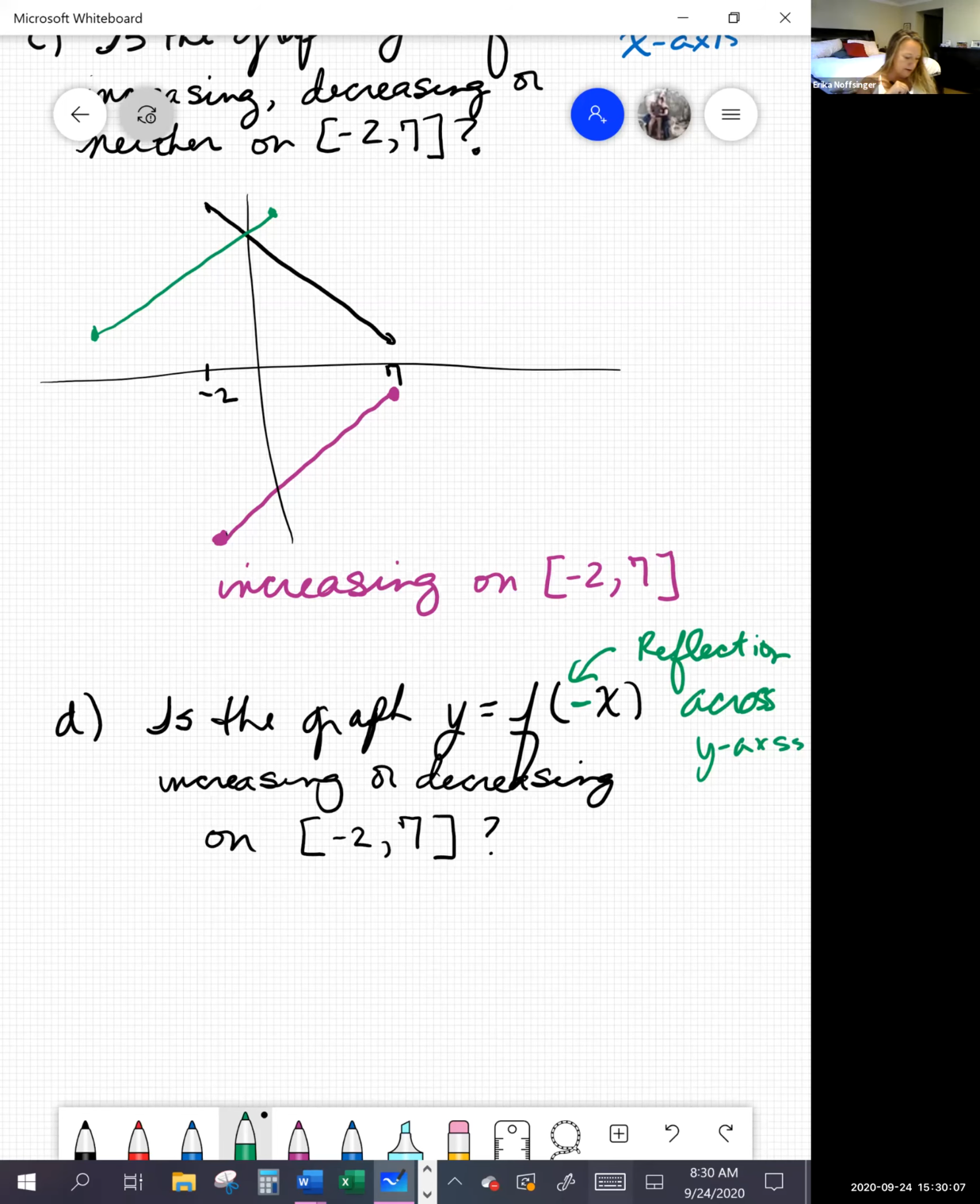I wrote this down wrong. It said on the interval negative 7, 2, because I was going to say something's wrong, right? Because this is really our x value 7 changed to negative 7. And this x value of negative 2 changed to 2. So I'm thinking, oh no, something's wrong because I don't know exactly about that piece. But this interval said negative 7 to 2. And it looks like it's increasing.